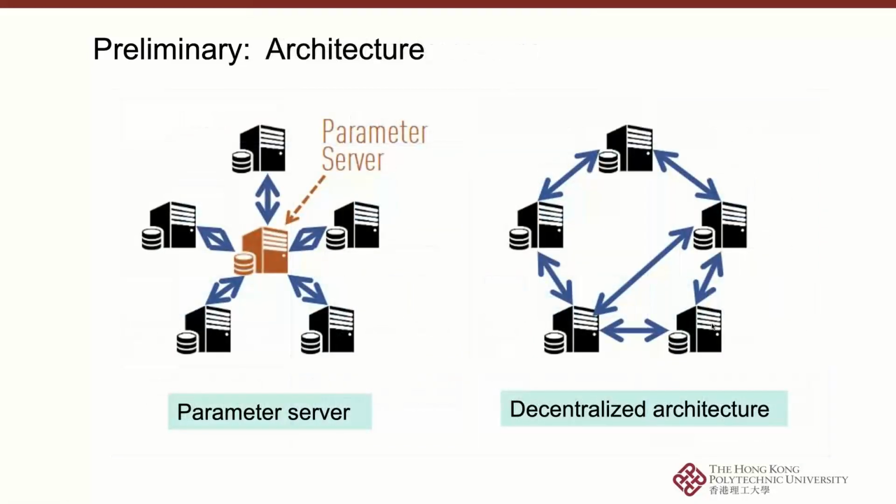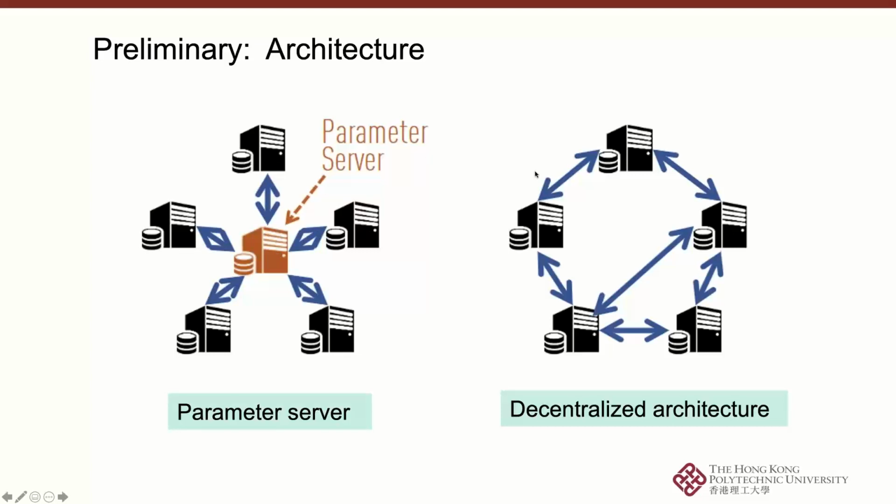And the previous example shows the client-server mode, in this parameter server architecture. We have a central cloud. We have a central server. They will collect, and after receiving all the updates, they do aggregation and then broadcast, round by round.